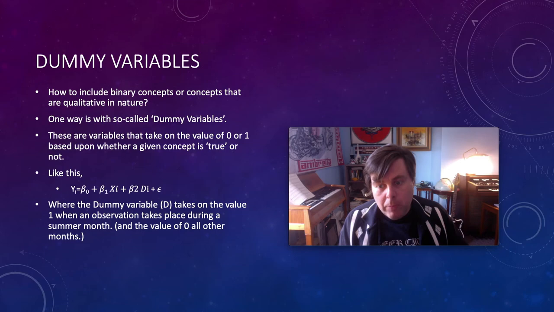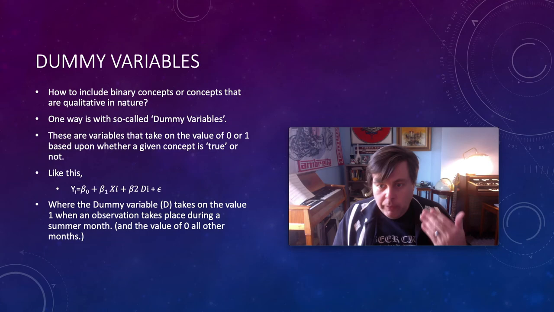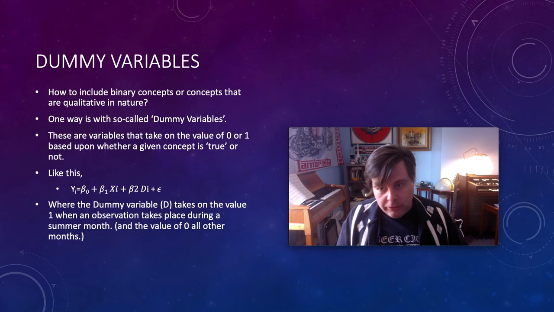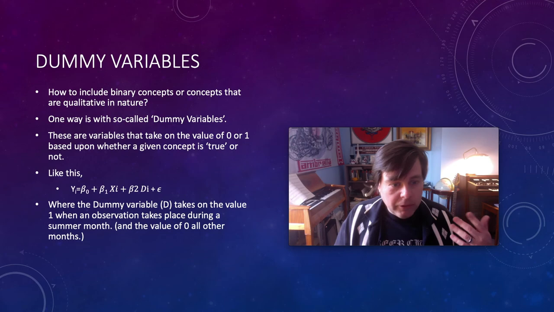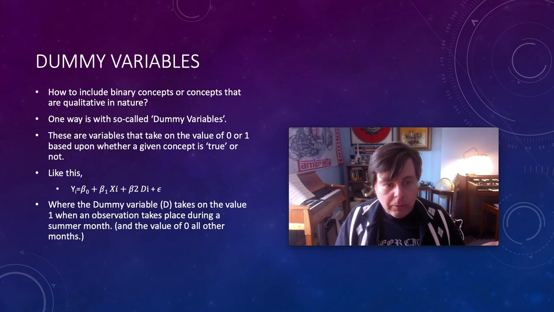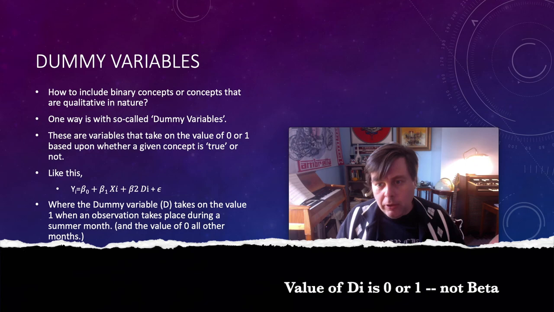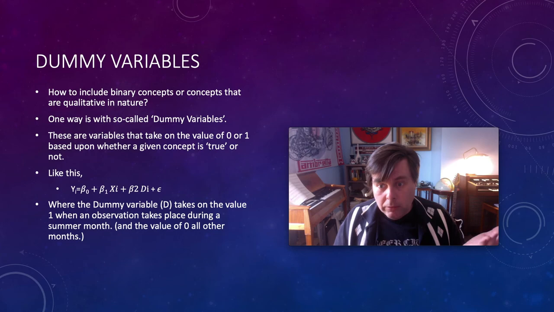So an estimated regression that utilizes a dummy variable might look something like this to the right. We've got an intercept beta 0, and then we have beta 1 x_i, so it's a normal variable like we've been discussing, and then we've got beta 2 d_i. This is some dummy variable. It takes a value 1 when an observation occurs during a summer month, and otherwise it takes on the value of 0. So maybe May, June, July, August, that d is 1, and otherwise it's 0.